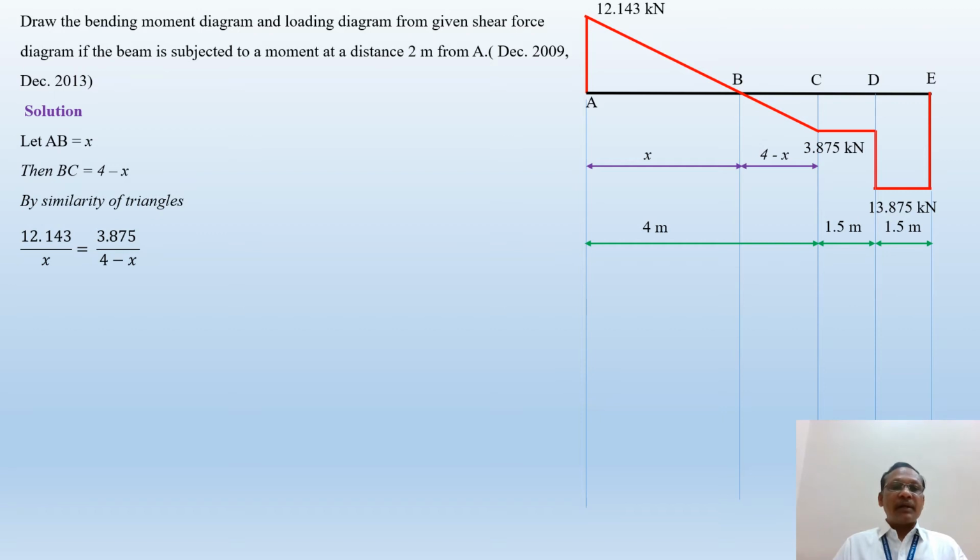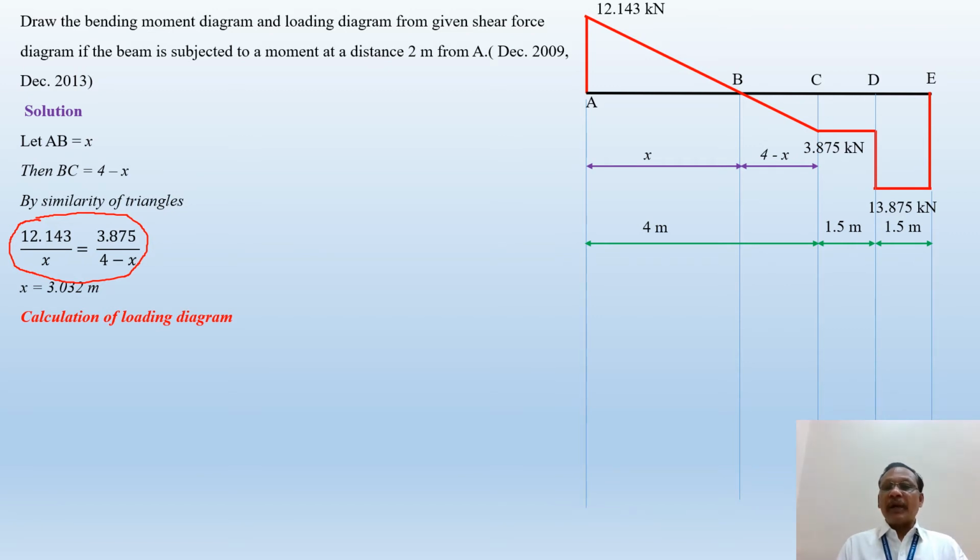Solving this equation, you will get the value of x. x means the position of the zero shear force. So x becomes 3.032, so approximately it is 3 meters from the left hand side. Then the calculation of the loading diagram.